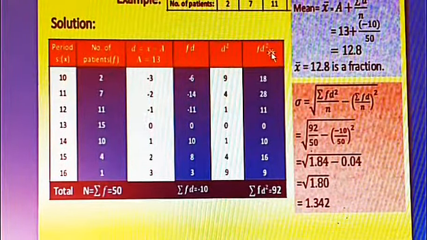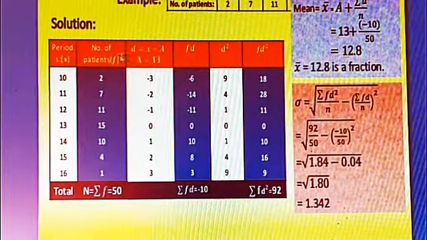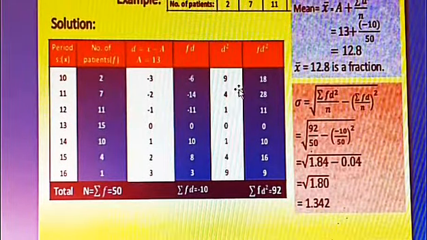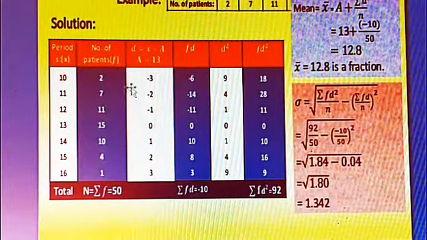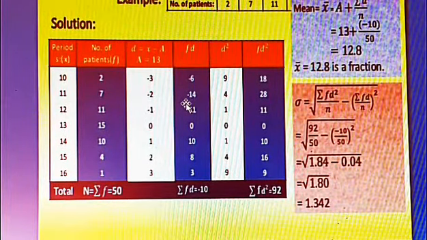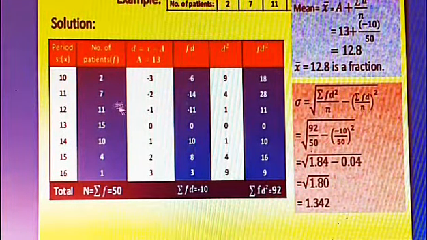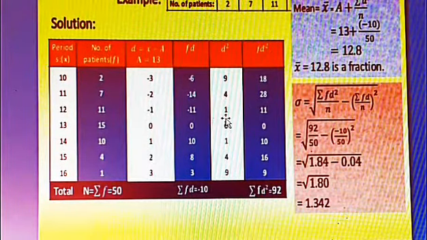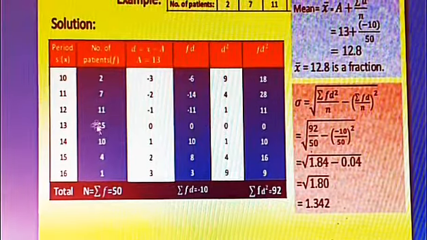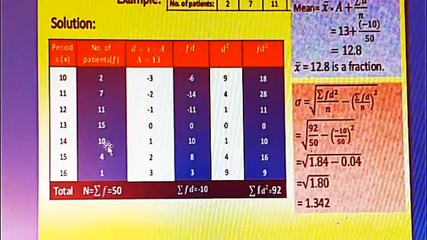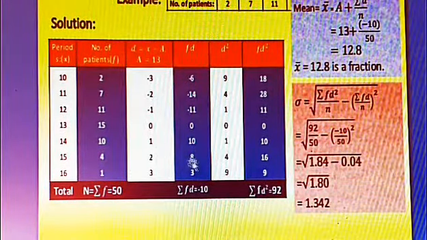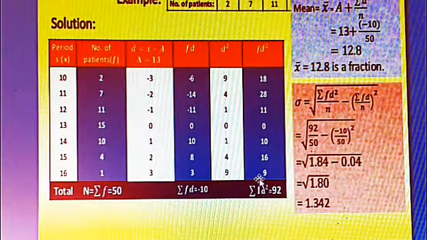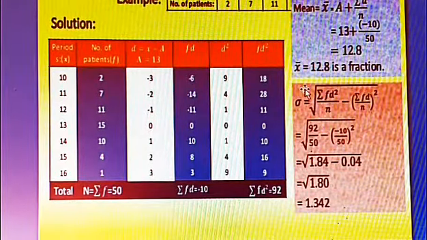Last column is F into D square. You have to multiply the frequency here with D square. So 2 into 9, 18. 7 into 4 will give you 28. 11 into 1 will give you 11. 15 into 0 is 0. 10 into 1 is 10. 4 into 4 is 16. 1 into 9 will give you 9. You can have a look once again.